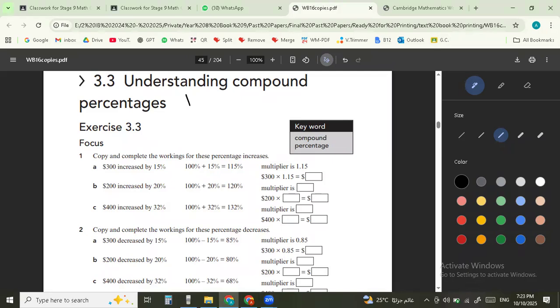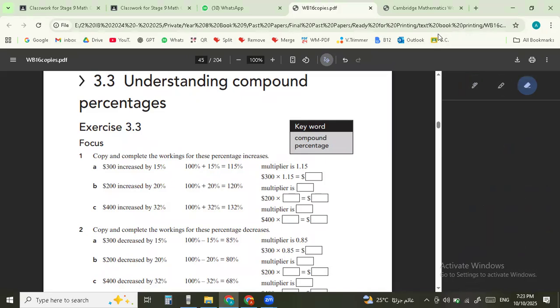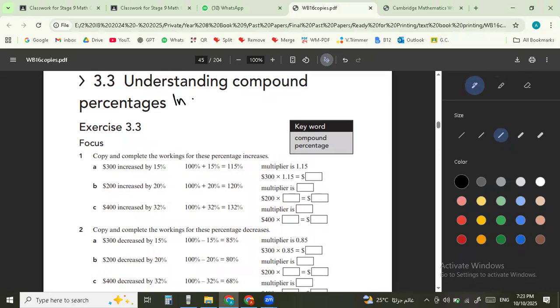If I say to increase 5%, and if I say to decrease 5%, what is the difference? Here, the multiplier is key. Increase 5% means 105%. If you increase 5%, it means you add 5% to 100% because the complete is 100%.